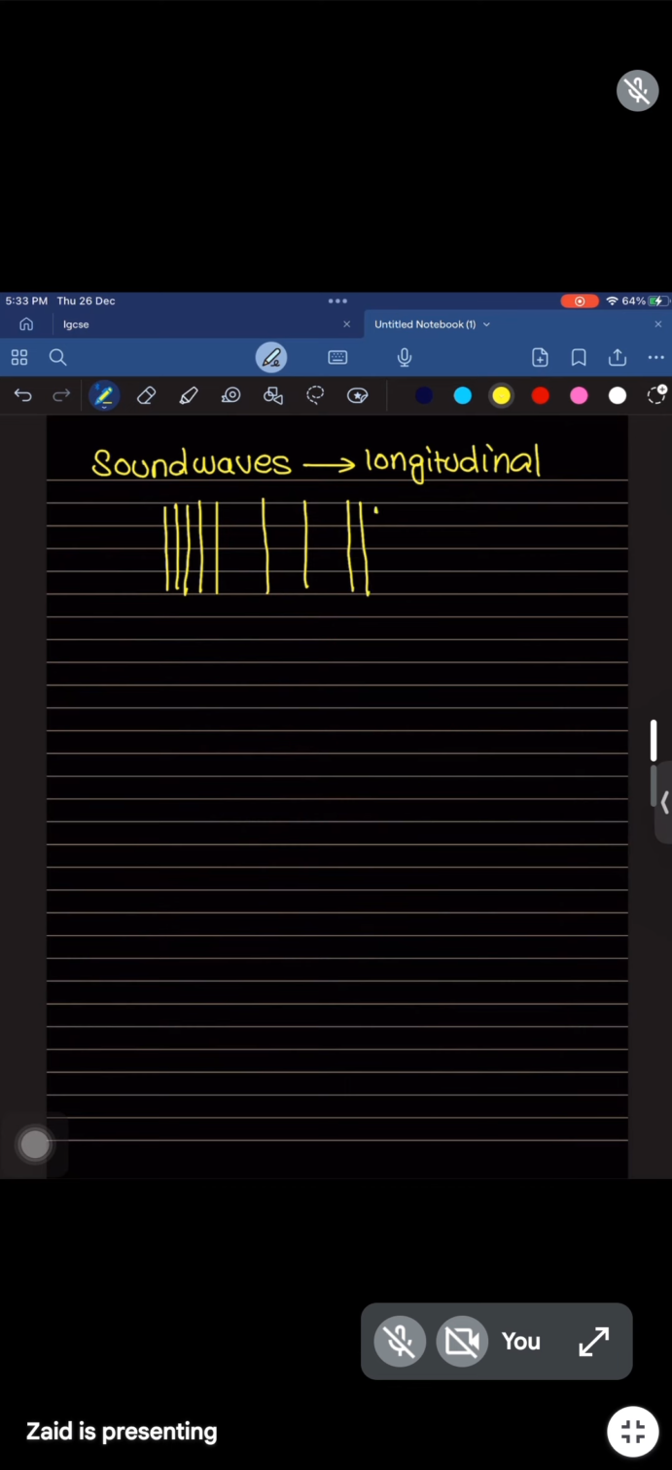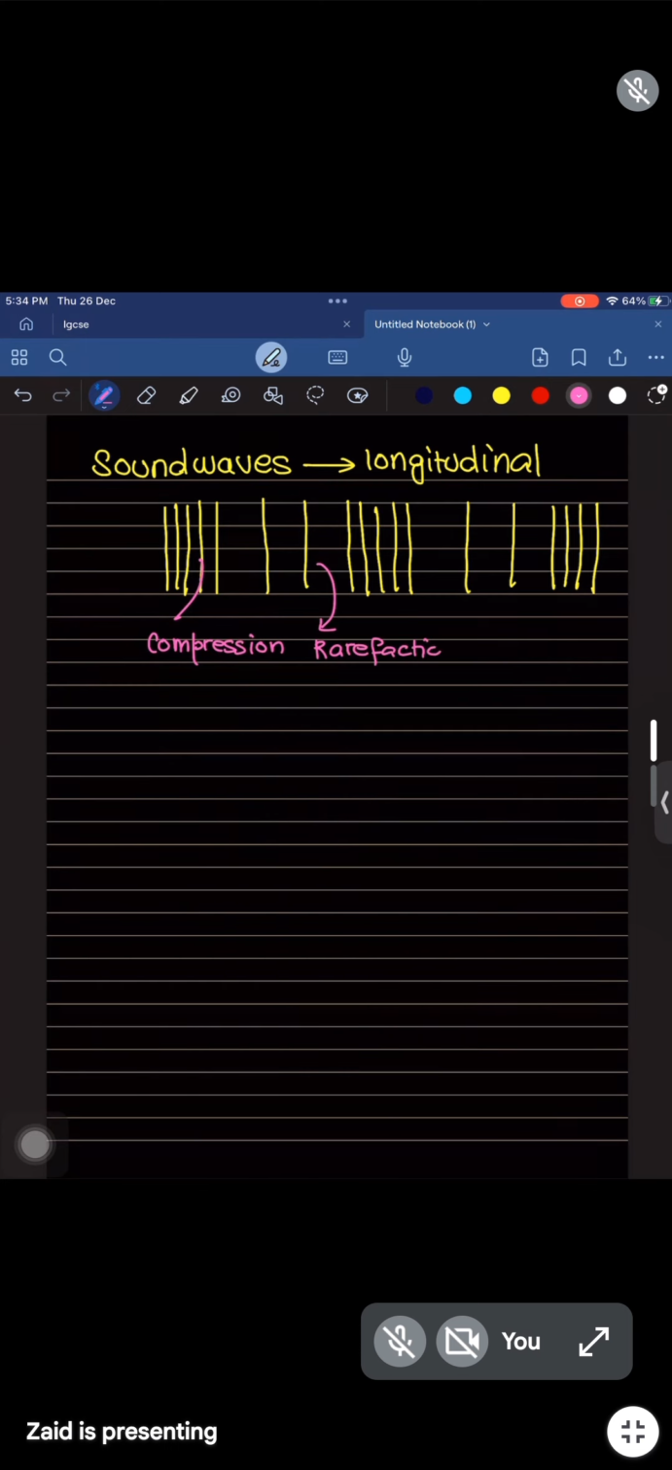Okay, sound waves are longitudinal waves. We studied yesterday that sound waves are longitudinal waves, and longitudinal waves have two parts. They have parts which are closer, and parts which are far away. The parts which are closer, we call them compressions. And the parts which are far away, we call them rarefactions.